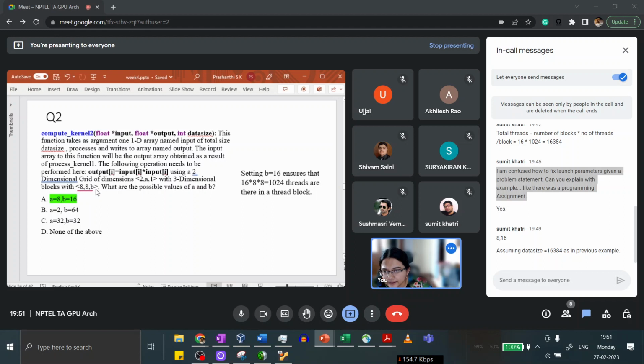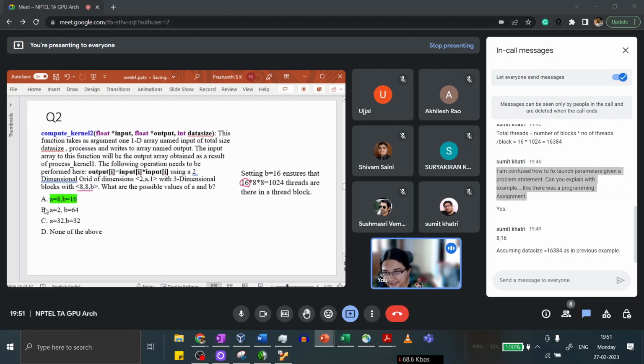You multiply all three of these, right? 8 into 8 into b, that should give you 1024. So which is the value of b that gives you 1024? It is 16. And in this set of options, you're lucky because there's just one option with 16. So you don't even have to calculate a, right?